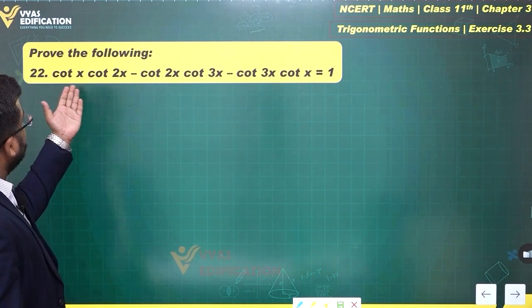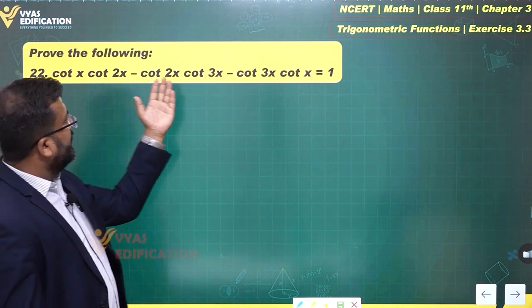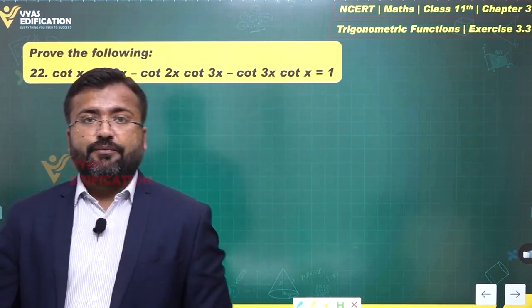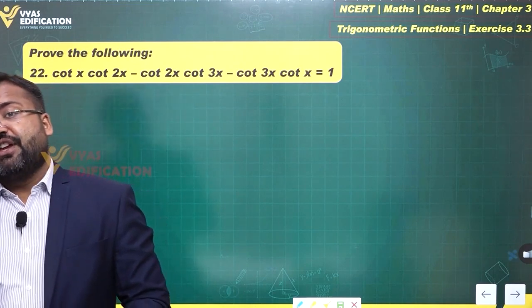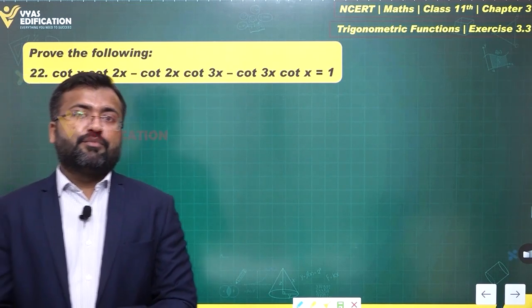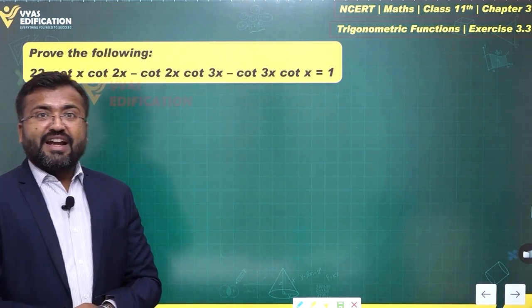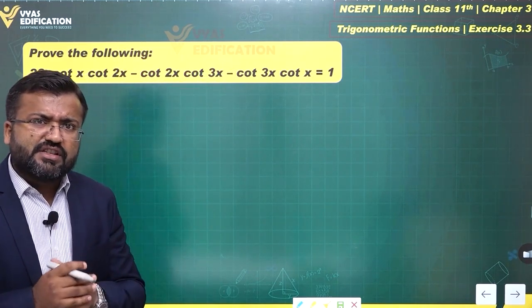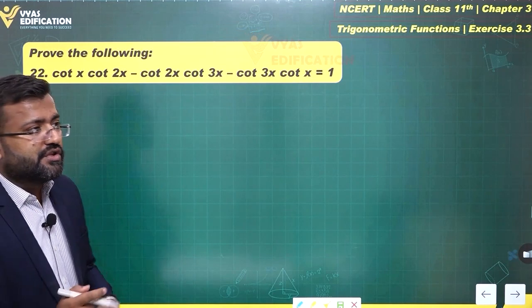What do we have? Cot x cot 2x minus cot 2x cot 3x minus cot 3x into cot x is equal to 1. Now, a very interesting approach can be used over here, and let's talk about this approach. But before I discuss this question, I would like to talk about one more question. What is that?